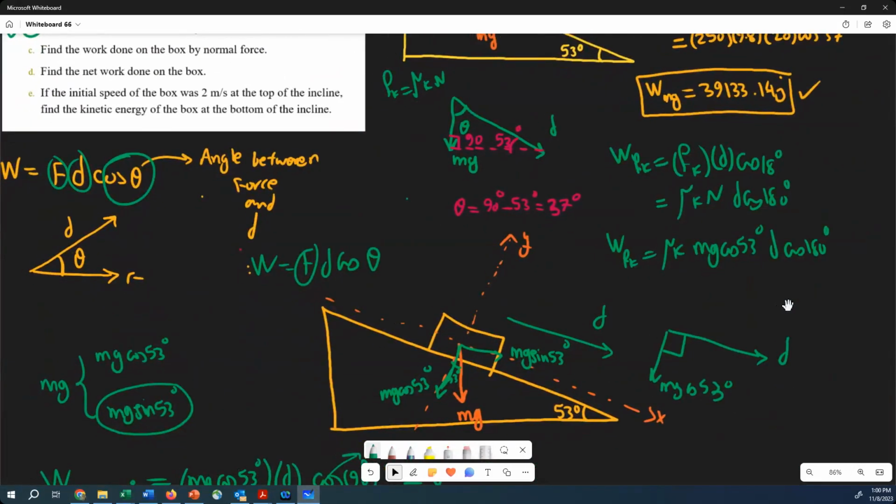So what is the W_FK? We have mu k, which is 0.25. M is 250. G is 9.8. Cosine 53 times D, which is 20. And then cosine 180 is -1. Go ahead and calculate this one.